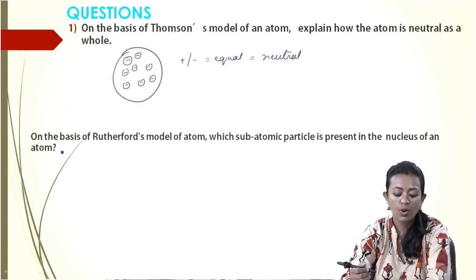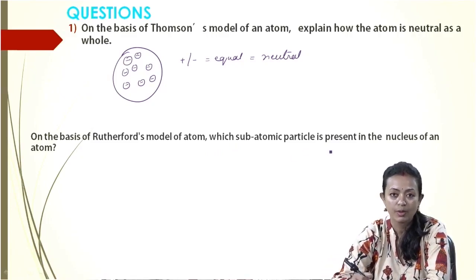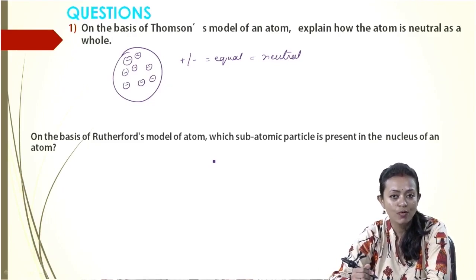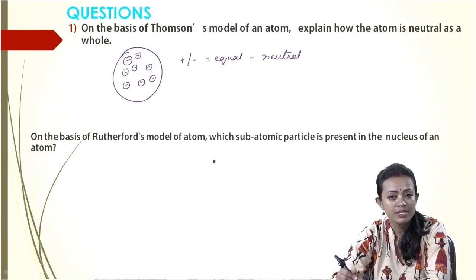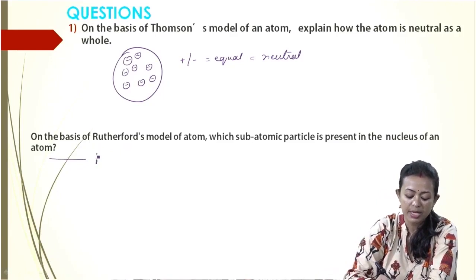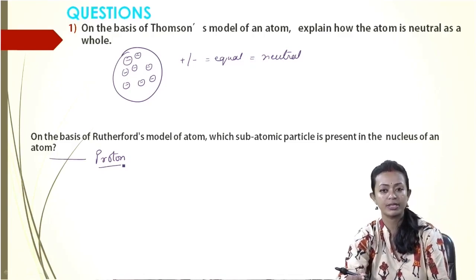The second question: on the basis of Rutherford's model of atom, which subatomic particle is present in the nucleus of an atom? What do you think? Now let us recollect what Rutherford concluded. He concluded that the atom consists of a centrally located heavy mass, and what did he say about the charge? It is positively charged. So if it is positively charged, then which subatomic particle would be present? Yes, definitely. The subatomic particle present in the nucleus of an atom is the proton. Fine. So we can answer these questions on the basis of this.